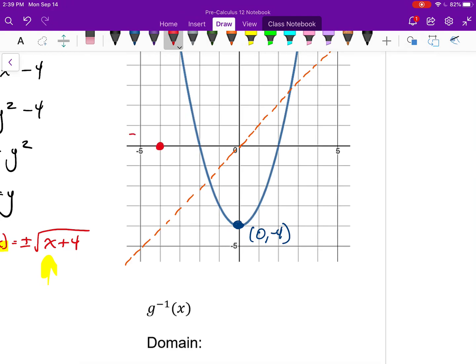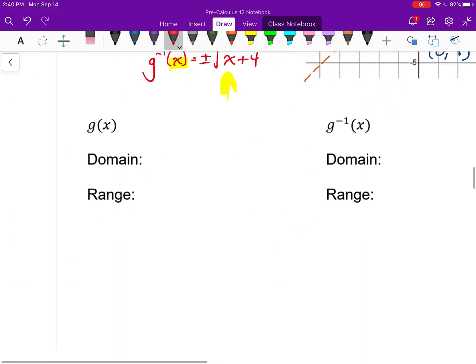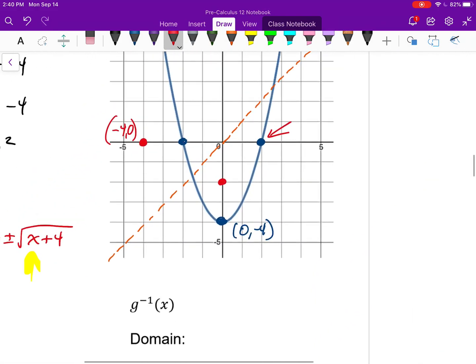And I will pick 2 more points. I'll pick these points here. And so, for example, on the left, that point is at (-2, 0). Now it's going to be at (0, -2). This point right here is at (2, 0). It's not going to be (0, 2). And that's really all I need.